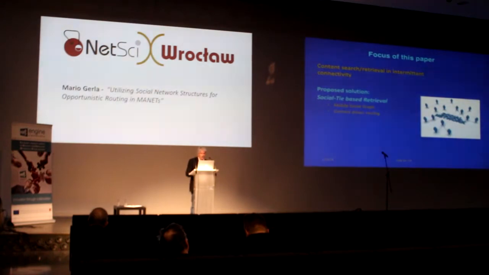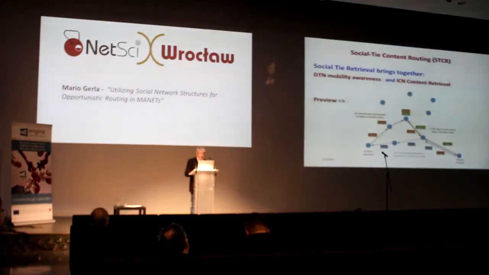And the proposed solution is a social tie-based retrieval. In fact, the algorithm that we'll be using is called social tie content routing, STCR. And this algorithm brings together the DTN mobility awareness and the content retrieval concept. Now, this picture gives a preview of how the method will work. And so let me see if I can go through the various steps here.